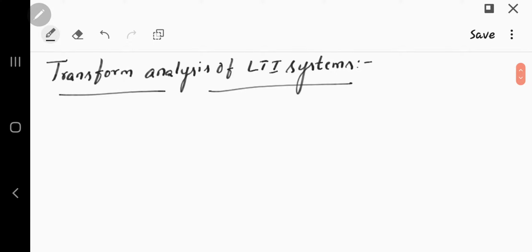Hello students, in the previous video we took examples of the power series expansion method, and we also discussed how a power series expression is derived. In this video we are discussing transform analysis of LTI systems. In that, we first discuss the transfer function and impulse response.